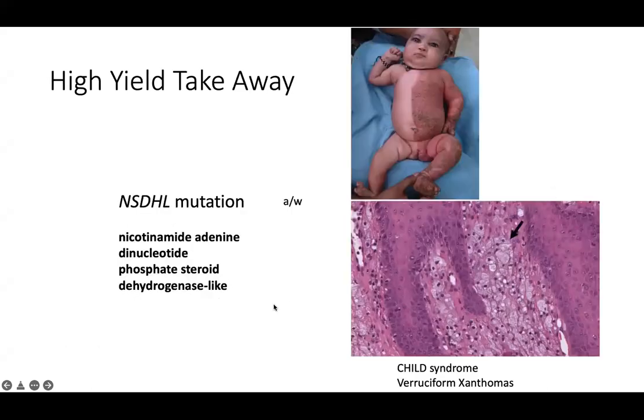So what is the high yield takeaway? The NSDHL mutation is associated with CHILD syndrome and verruciform xanthomas. They may ask you to recognize nicotinamide adenine dinucleotide phosphate steroid dehydrogenase-like, or NSDHL, as the mutation among several different genes in a multiple choice question.